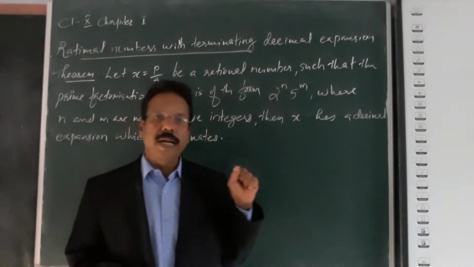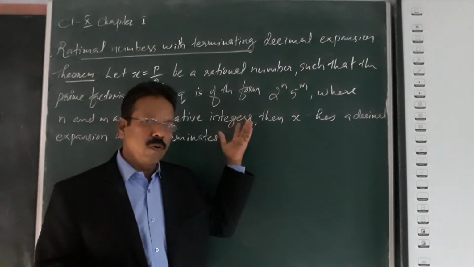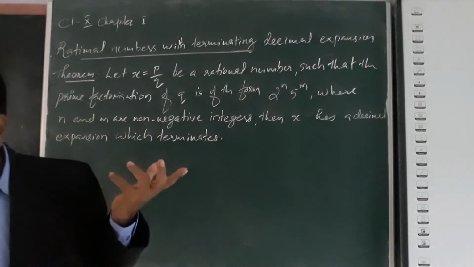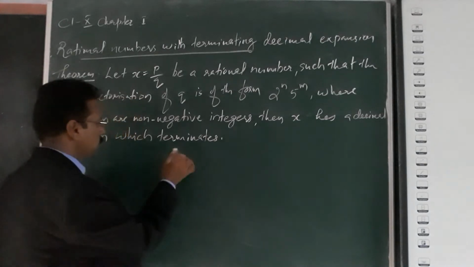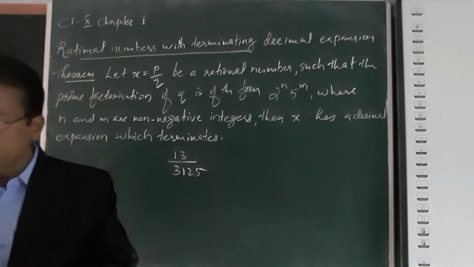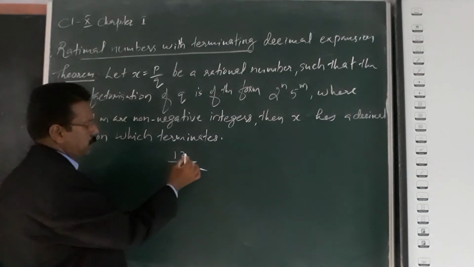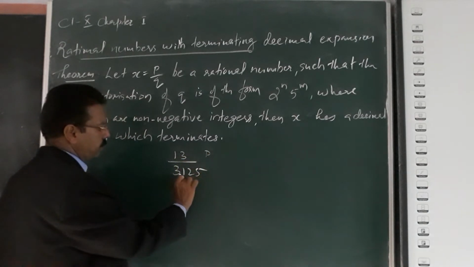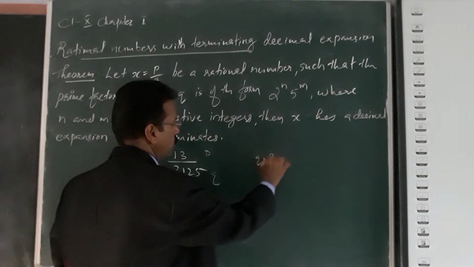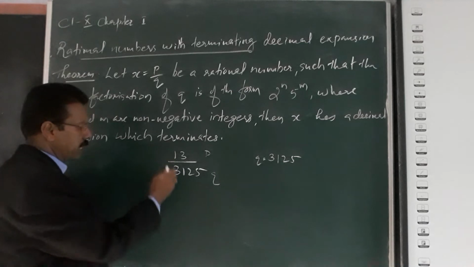To explain this idea in a different form, I will give an example for a terminating decimal form. 13 divided by 3125. Here 13 is p and 3125 is q. Let q equal 3125. When you are dividing 13 by this number, it is a rational number.